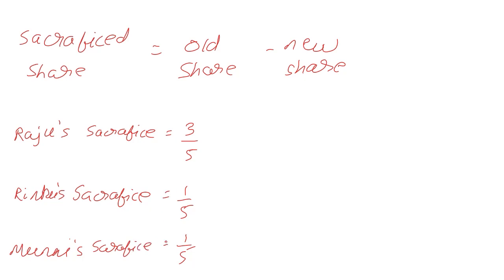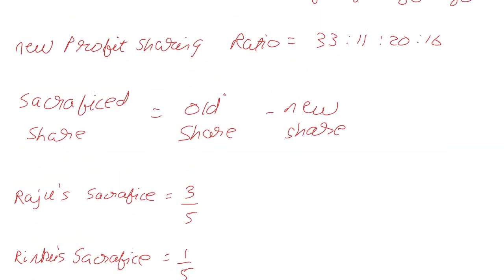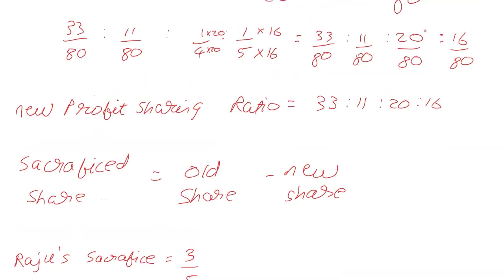Okay, is equal to their old shares minus the new share. Now 33 is to 11 is to 20 is to 16. Okay, let's see. 33 plus 11 is 44. 44, 64, and if you add 16, you're going to get 80. Okay, which by the way was our denominator, right?